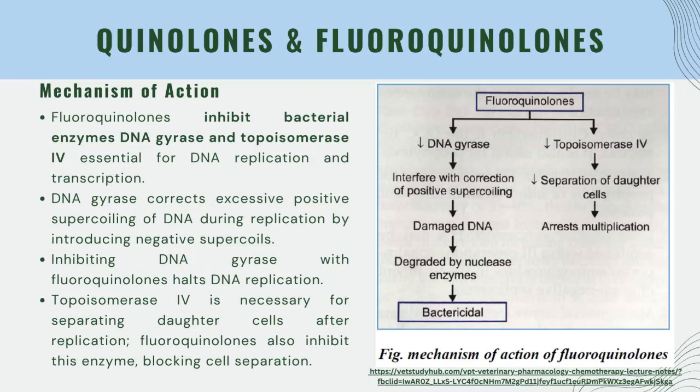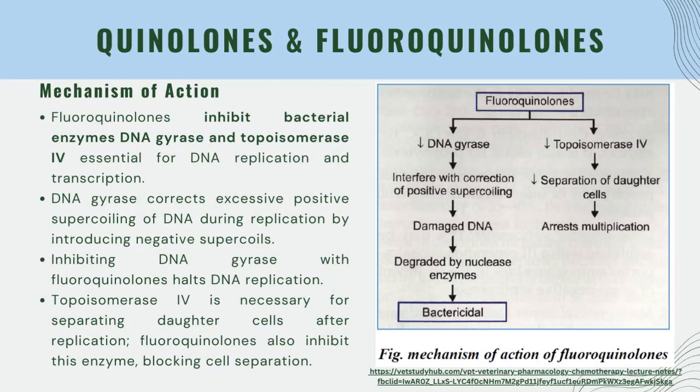DNA gyrase corrects excessive positive supercoiling of DNA during replication by introducing negative supercoils. Inhibiting DNA gyrase with fluoroquinolones halts DNA replication. Topoisomerase 4 is necessary for separating daughter cells after replication. Fluoroquinolones also inhibit this enzyme, blocking cell separation.